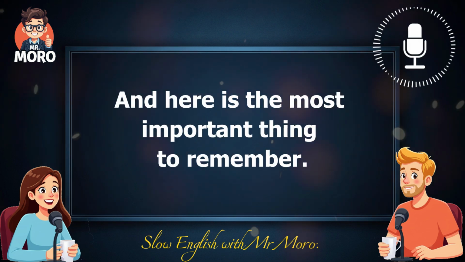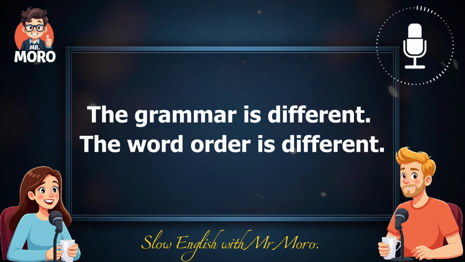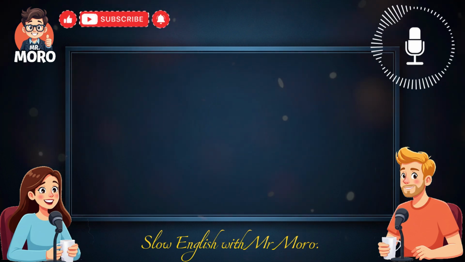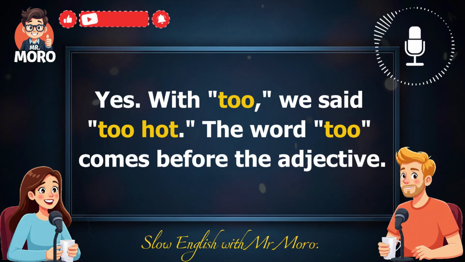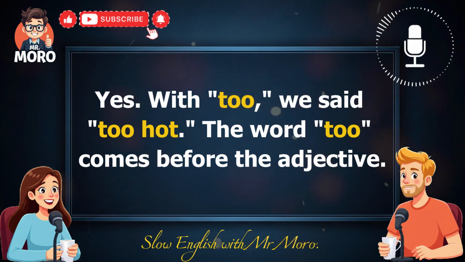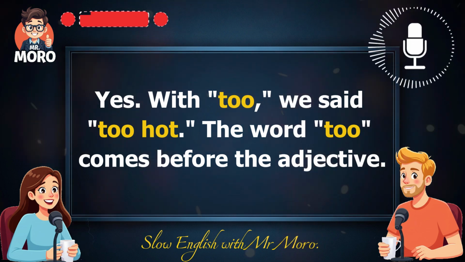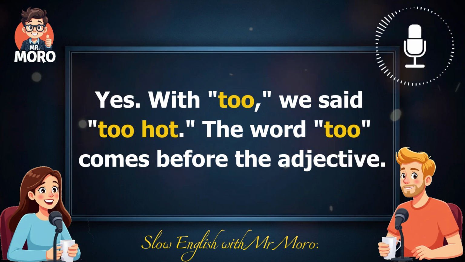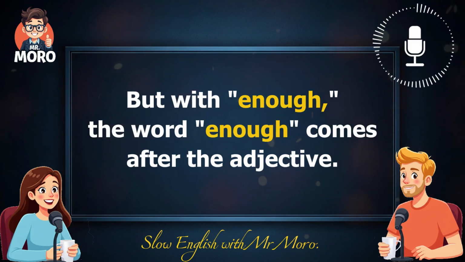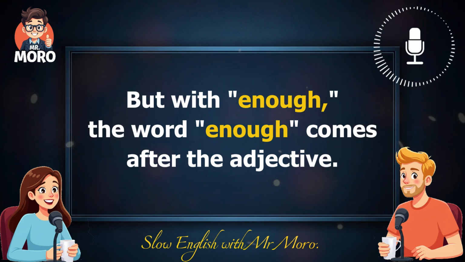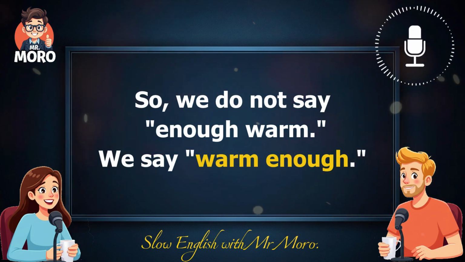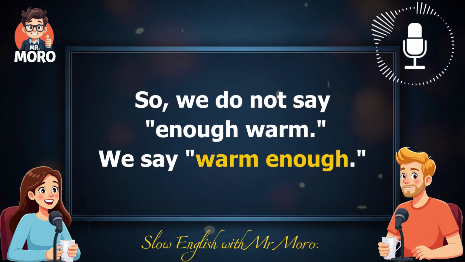And here is the most important thing to remember. The grammar is different. The word order is different. This is a very important point for our listeners. Yes. With too, we said too hot. The word too comes before the adjective. But with enough, the word enough comes after the adjective. So we do not say enough warm, we say warm enough.